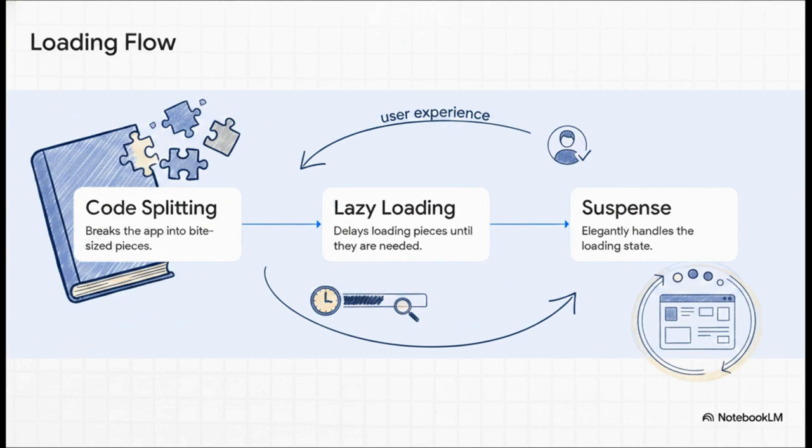Think of your web app like a massive, heavy encyclopedia. Instead of forcing the user to download the whole giant book before reading page 1, code splitting automatically breaks the app down into smaller, bite-sized chapters. Then, lazy loading steps in. It literally delays loading those specific chapters until the exact millisecond the user actually clicks on them and needs them.